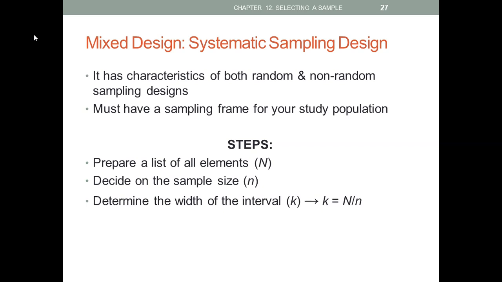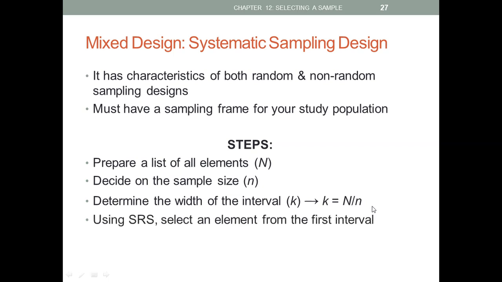And step number 3 is to compute the width of the interval. It's symbolized by the lowercase letter k. In order to compute the width of the interval, the formula is very simple. K equals N divided by n, or the size of the population divided by the sample size that we wish to take in our study.